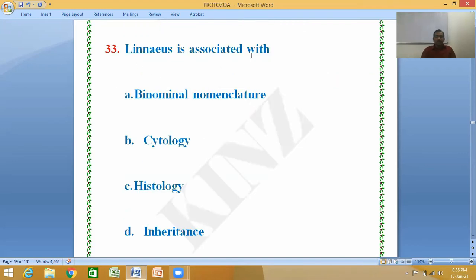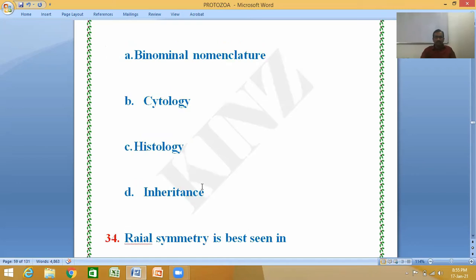Linnaeus is associated with binomial nomenclature. Cytology, cell biology is Leeuwenhoek; histology, Marcello Malpighi; and inheritance, already you know, Mendel. So the answer is binomial nomenclature. Every organism must have two names: the first is the genus, the second is the species. This is called binomial nomenclature. The 10th edition of his book Systema Naturae deals with binomial nomenclature.